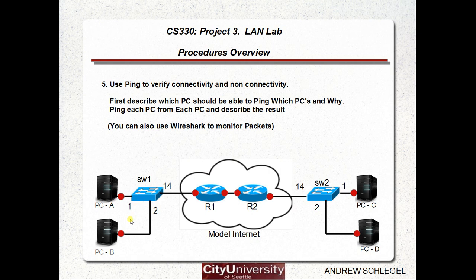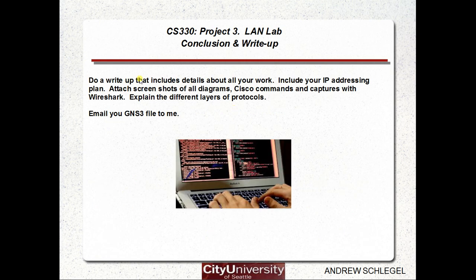So from A, you'll ping B, and from A, you'll ping C. From A, you'll ping D. Then from B, you'll ping A, C, D. From C, you'll ping A, B, D. And from D, you'll ping C, A, and B. After you've done all that, go ahead and do your write-up.